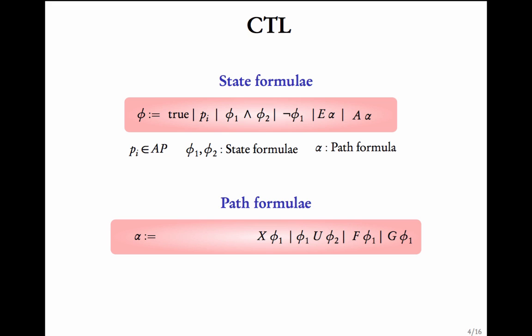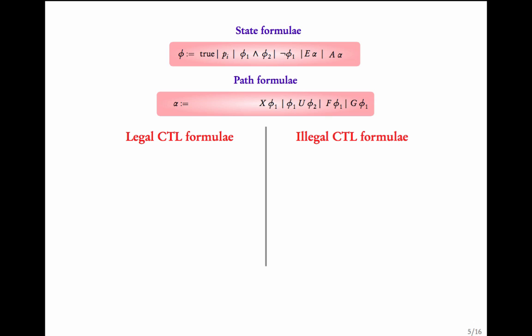Let us now see what are the kinds of formulae that are possible in CTL. So this is the syntax of CTL. Let's look at legal CTL formulae. You can form EFP1. For example, phi could be E alpha, where alpha could be one of these, F of phi 1, where phi 1 is P1. So EFP1 is a valid formula that can be formed out of these rules.